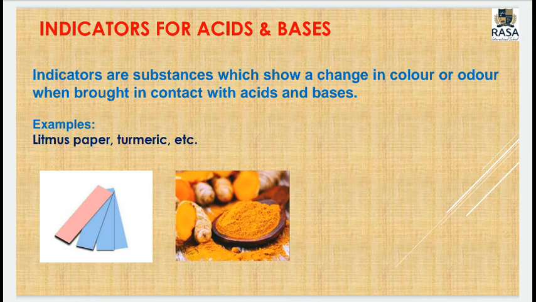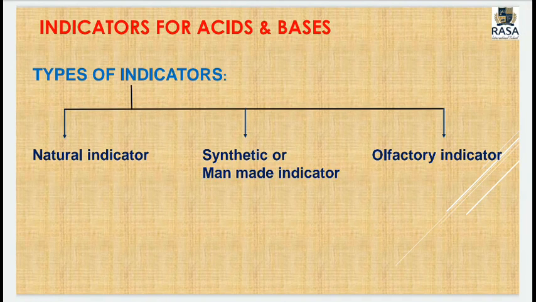Okay, so now we are moving on to the types of indicators. So basically we discuss three types of indicators. First is natural indicator, second is synthetic or man-made indicator, and third one is olfactory indicator.